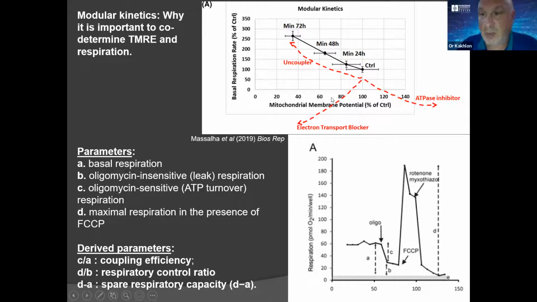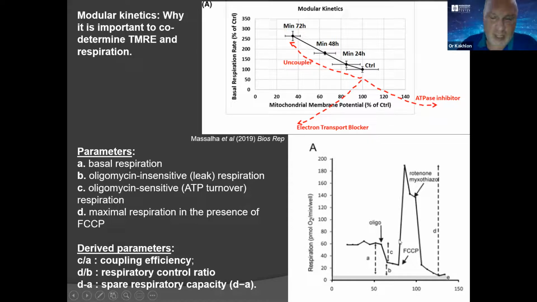We have electron transport blockers, which reduce the membrane potential and also reduce basal respiration rates because the electrons are simply blocked or inhibited, so they cannot flow so fast. And we have ATPase inhibitors, which actually increase the proton gradient, so the electrons can flow slower, and this is why the basal respiration rate is reduced, but it generates a higher potential because the ATPase is blocked, so the protons accumulate and the gradient is higher.